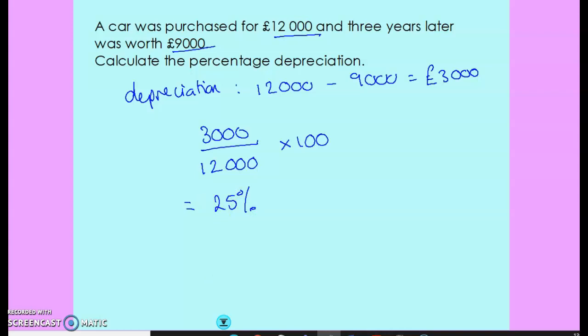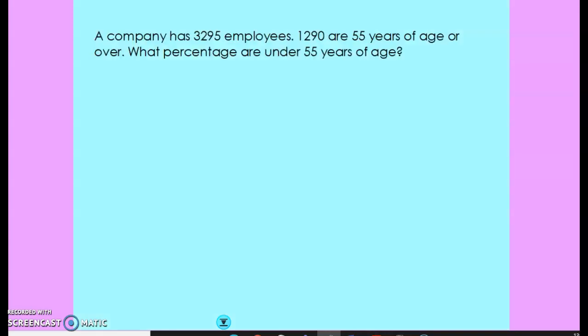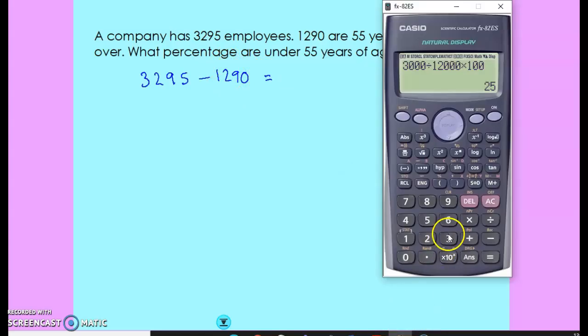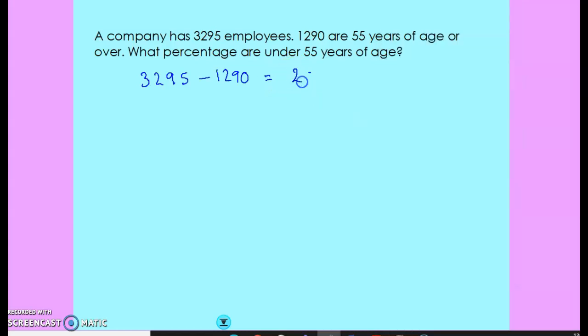Okay, one more. Or maybe 2 more actually. Then we'll go for 2 more. Company has 3,295 employees. 1,290 are 55 years of age or over. What percentage are under 55 years of age? Okay, so 3,295 in total. 1,290 are over 55. I need to know how many are under 55. Let's take that away to begin with. So there's 2,005 people under 55.